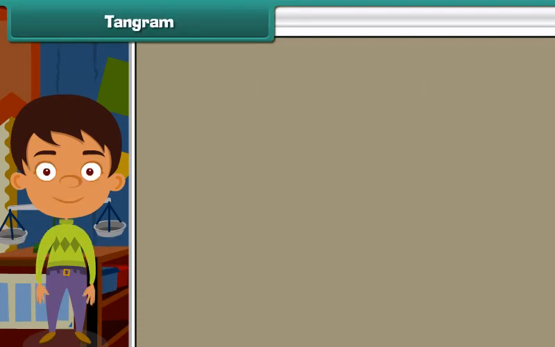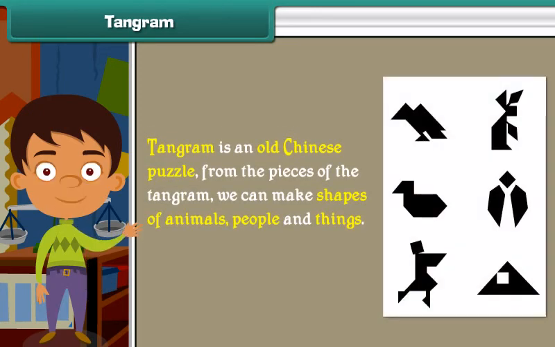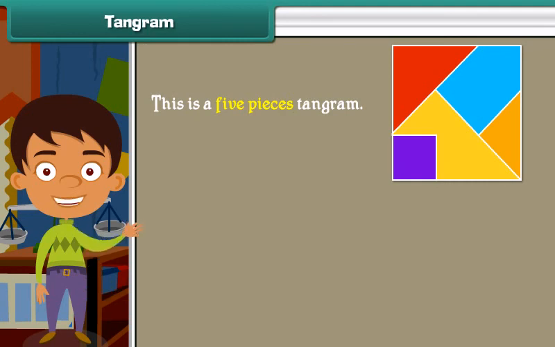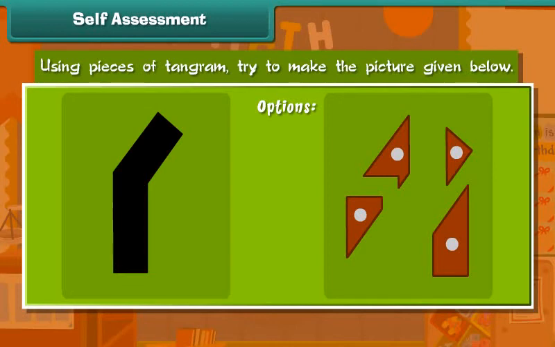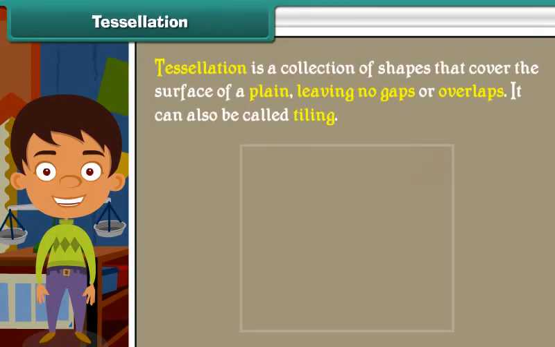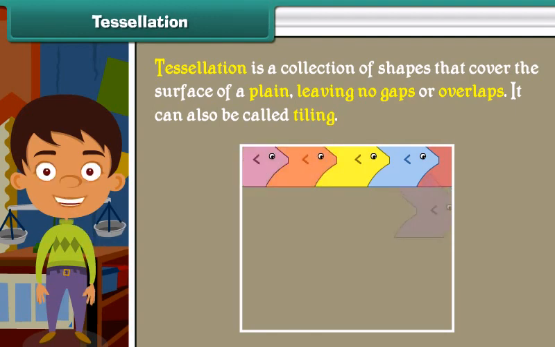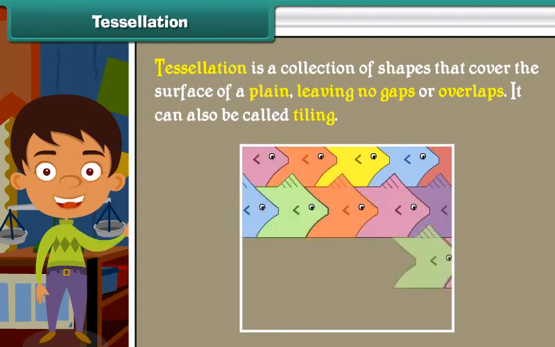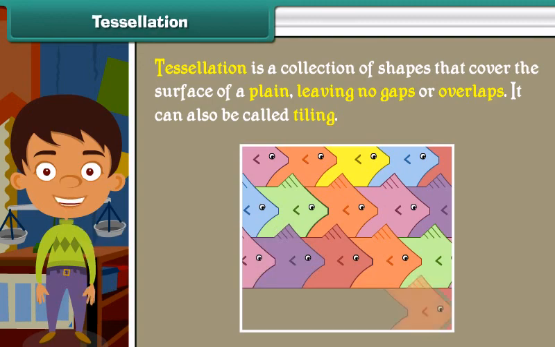Tangram. Tangram is an old Chinese puzzle. From the pieces of the tangram, we can make shapes of animals, people, and things. This is a 5 pieces tangram. Hey kids, it's time to have some fun. Using pieces of tangram, try to make the picture given below. Tessellation. Tessellation is a collection of shapes that cover the surface of a plane, leaving no gaps or overlaps. It can also be called tiling.